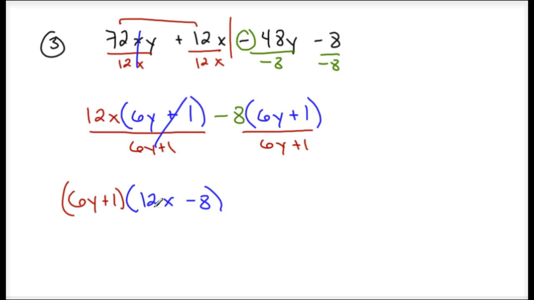The second quantity, 12x minus 8, you can factor out. Again, what can you factor out of there? 4. So you can simplify this again. I'm going to leave my 6y plus 1 here. If I factor out a 4 from here, I'm going to get 4 times the quantity 3x minus 2 times the quantity 6y plus 1. And that will be considered completely factored.